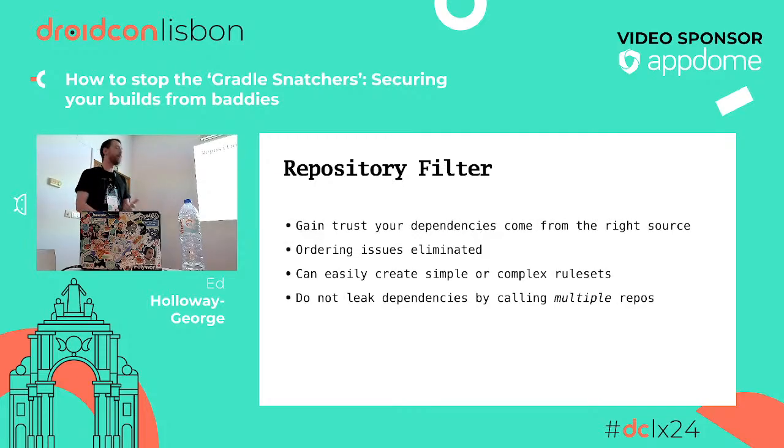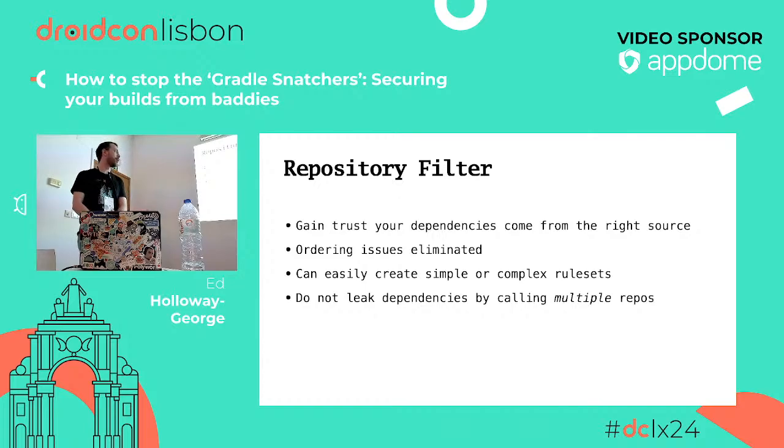And the benefit of this is making sure that you gain the trust that your dependencies are coming from the right source. The ordering issue that we saw before, going line by line, checking Google first, checking Maven or JCenter first, that's eliminated, right? Because if you have a complete set of rules, you would make sure that you're always fetching from the right place. So you can do this as complex or as simply as you like.